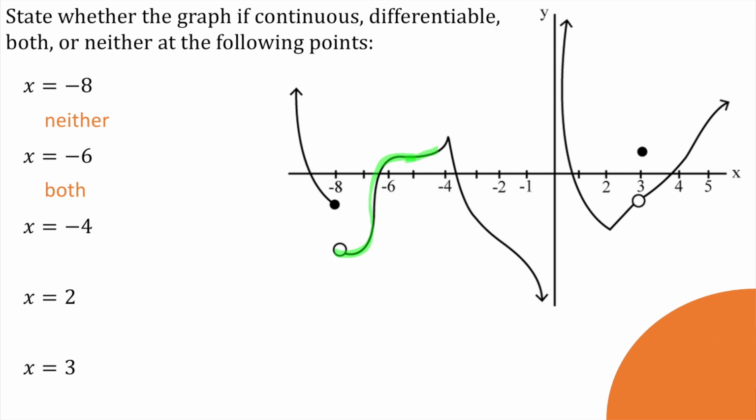Keep going at x equals -4. Okay, so it peaks and then drops back down again. Because it peaks and drops back down again at such a quick instantaneous rate, it's continuous, but it is not differentiable. So we'll just say it's continuous. And then let's see, x equals 2. So we're right here. Continuous, but that's like a doink doink. So not differentiable, just continuous. And then at x equals 3, well, it's not continuous. Therefore, it's not differentiable. So it's neither.